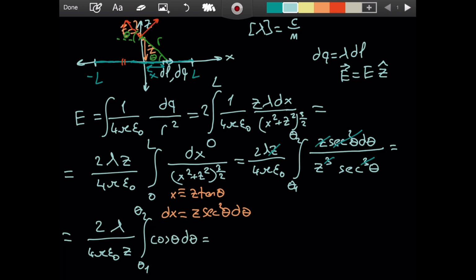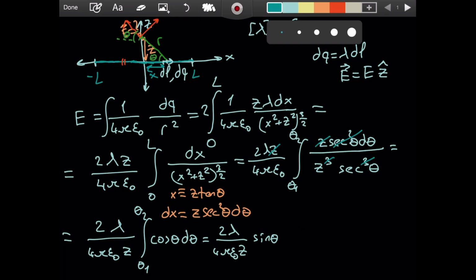Now the integral of cosine theta is simply sine of theta because the derivative of sine is the cosine. So I will substitute this: 2 lambda over 4 pi epsilon naught z sine of theta. And this is the part where we don't care about the angles, because we would write the boundaries like this, and then we would need to evaluate these. But instead, I propose that we resubstitute. So I want to now write something in terms of x and z for sine of theta. And we can do it.